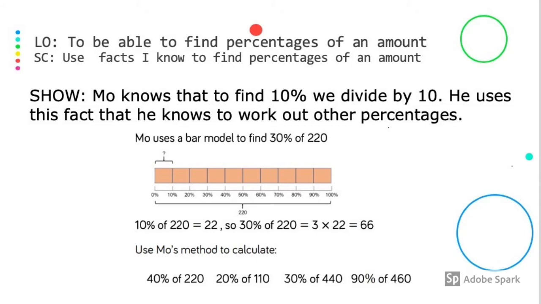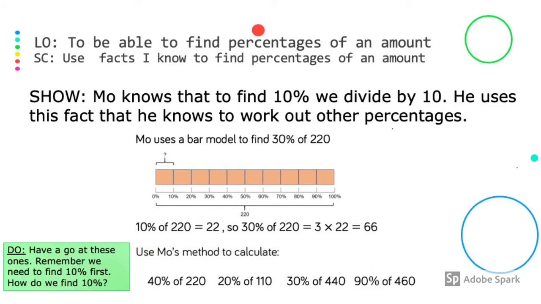Mo has used a bar model to find 30% of 220. He knows that 10% of 220 is 22 because he's divided by 10. So 30% of 220 is 3 times 22. This answer is 66. Can you see how he found 10% first? And then 10 times 3 is 30. So to find 30%, he multiplies his answer by 3 to get 66.